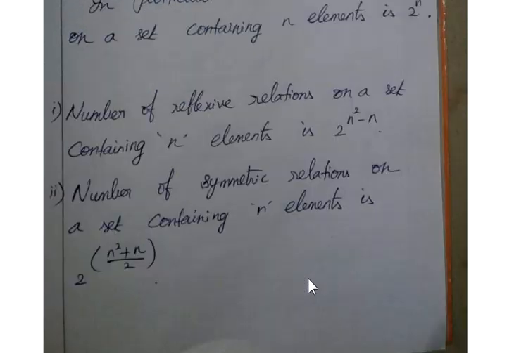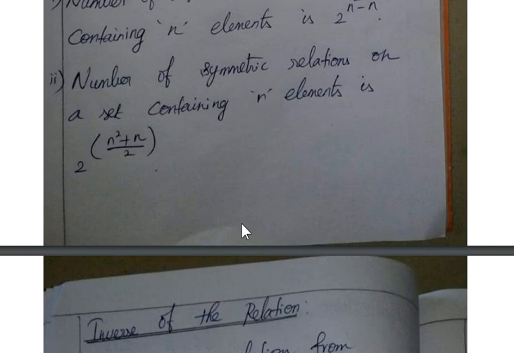Number of symmetric relations on a set containing n elements is 2 power (n square plus n) by 2. These are all the formulas for finding the number of reflexive relations and the number of symmetric relations.